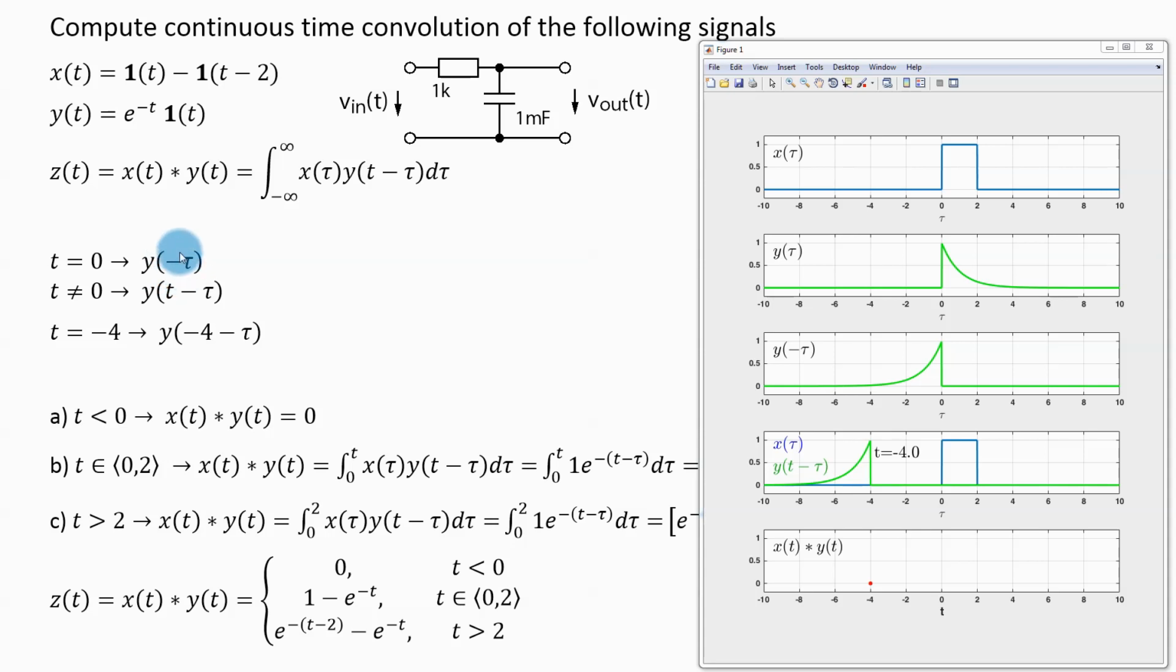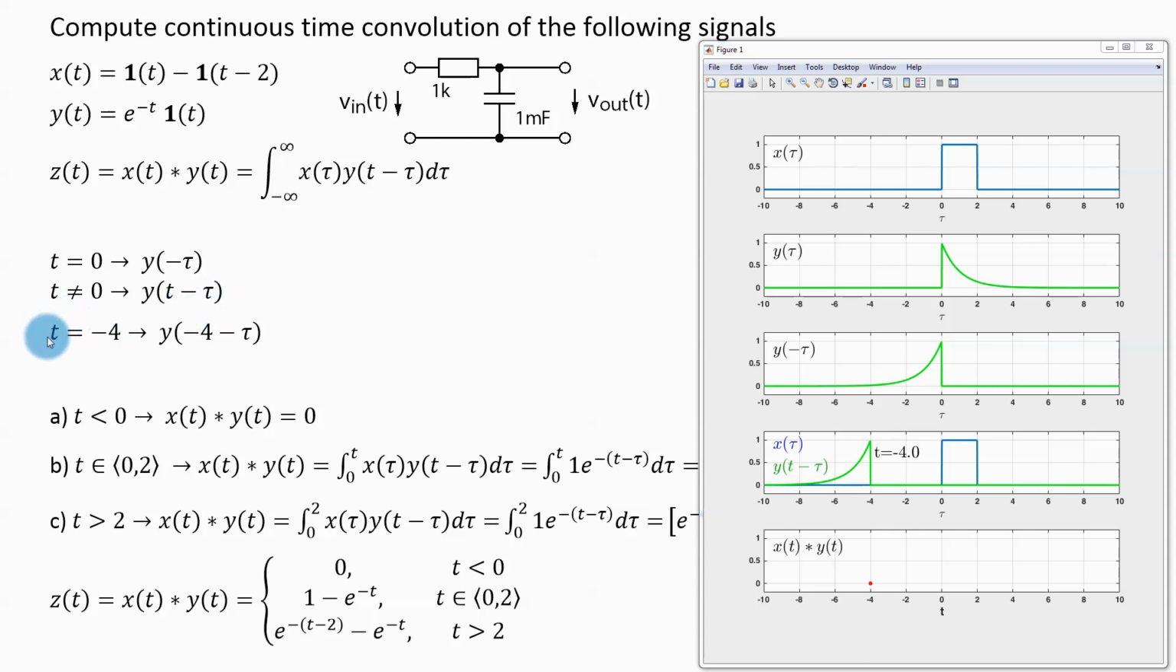And this minus actually causes this function y to flip. What do I mean? If this is my function y of tau and it looks like this, when I have y of minus tau, I will get a function which is flipped. This is what I mean by flipping. Now what happens when the time is not 0? Well, then my function y of t minus tau will be shifted.